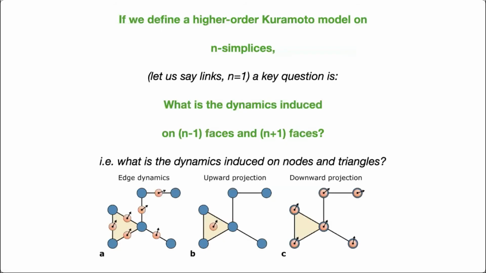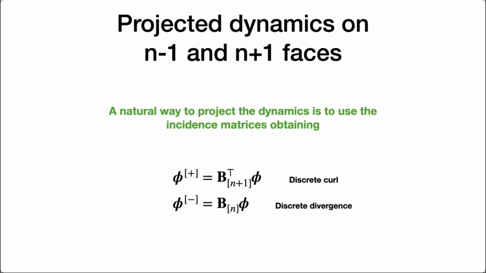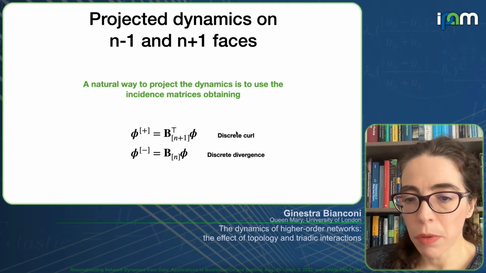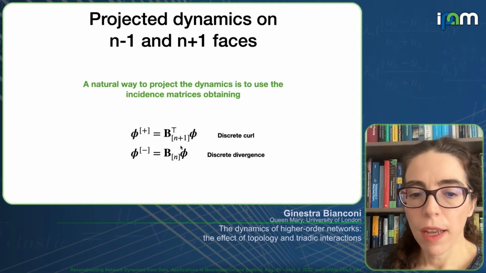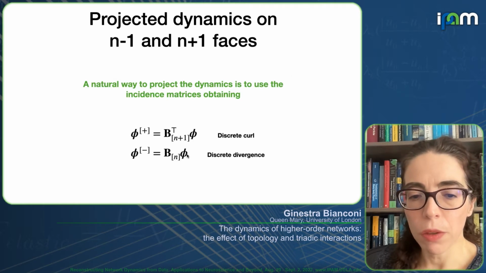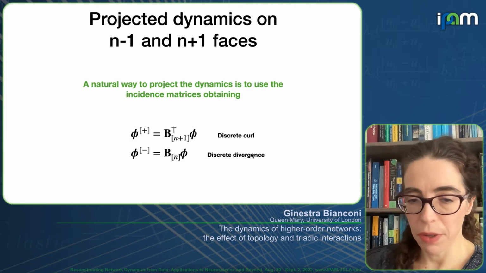And so the question is, now that we have defined the dynamics on the links, for instance, what is the projected dynamics on the triangle? What is the projected dynamics on the node? And we can do that by using the boundary operator again. So we can project the phase on the links by using B_{n+1} transpose, which is the discrete curl, and we project it on the triangle, or we can do the projection on the node, and then we use the discrete divergence.